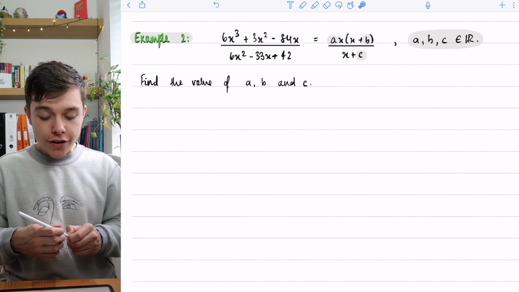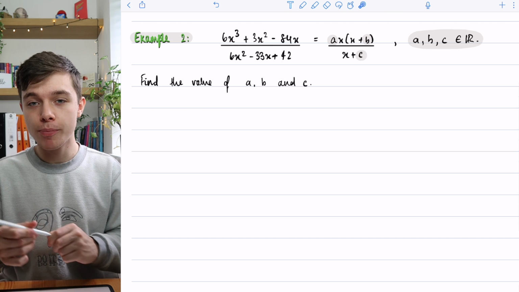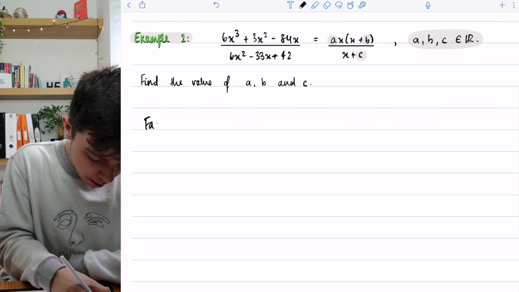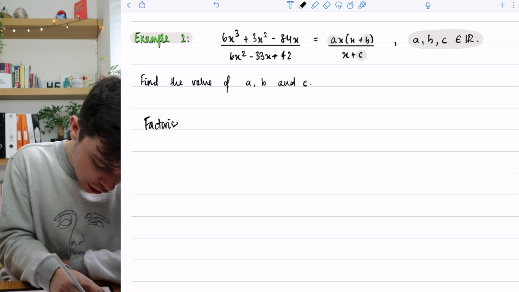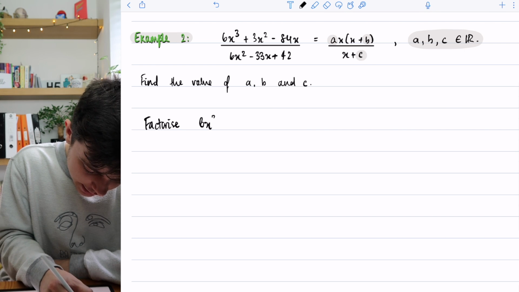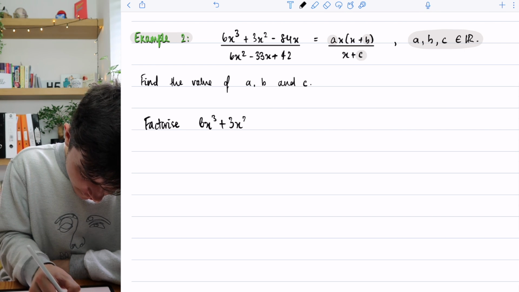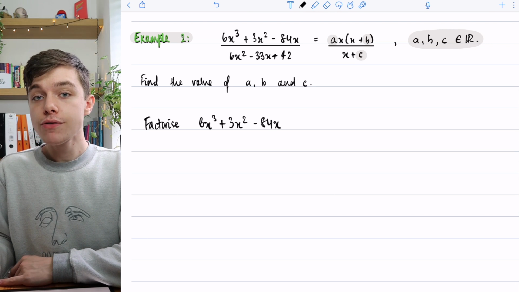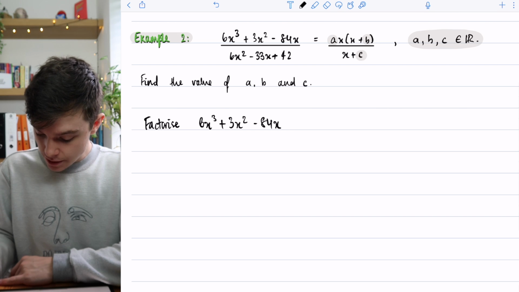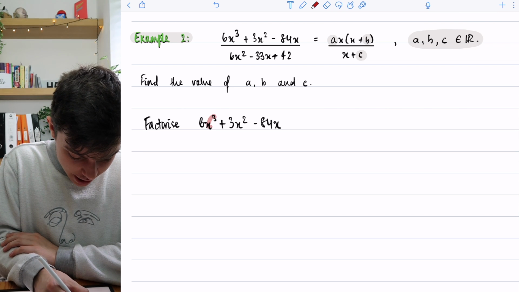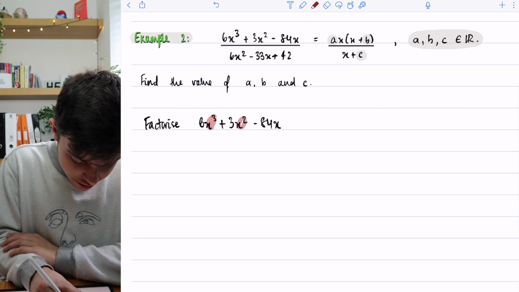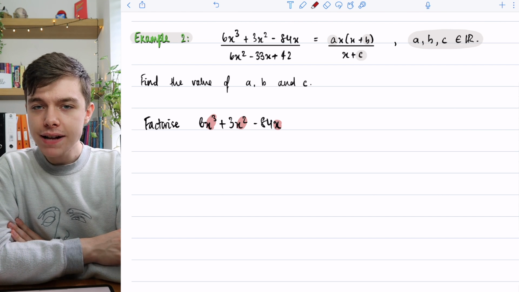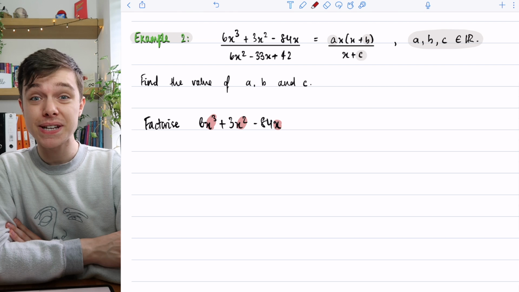Right, I am first of all going to get rid of the cubic on the top because what I want to do is factorise the top. Now I don't know how to factorise a cubic, so I need to use a little trick. I can see on the top, each of those three terms has a factor of x. There's x cubed, there's x squared, and there's x, okay? So I can factorise out of those three terms an x.